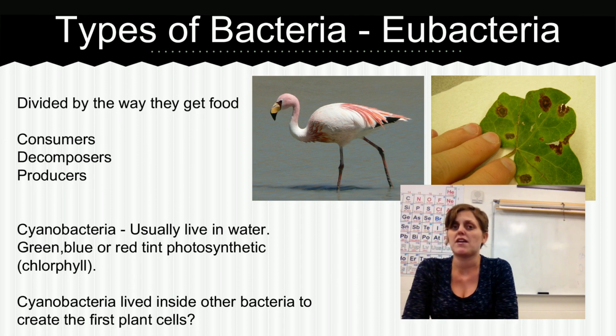There are a lot of different types of bacteria. There are consumers, decomposers, producers. Cyanobacteria usually live in water. They can be green, blue, or red tint, and they're photosynthetic because of chlorophyll. Cyanobacteria living inside other bacteria to create the first plant cells is a theory about how life evolved on Earth.